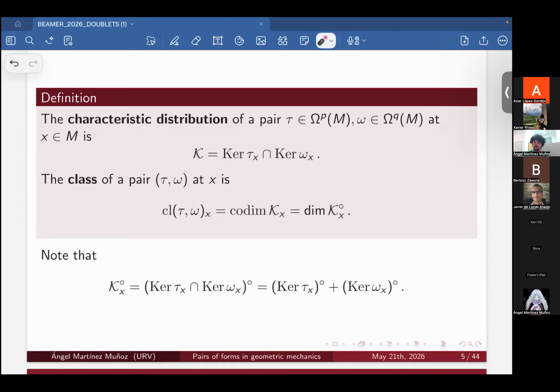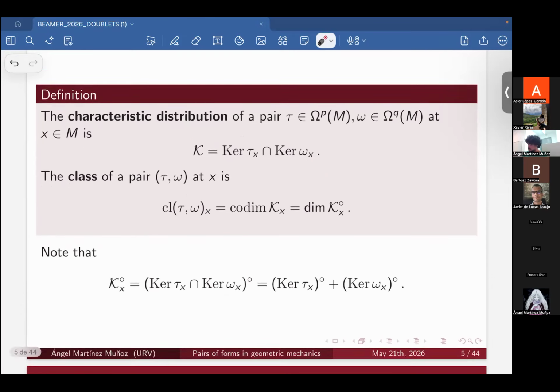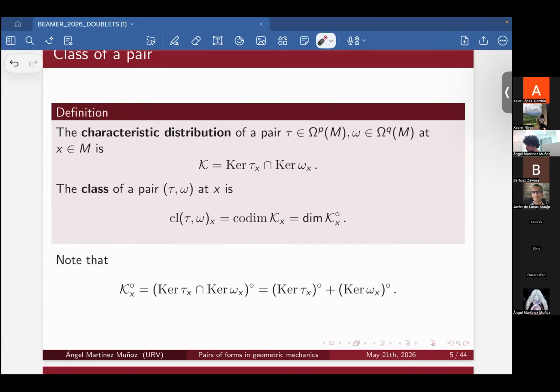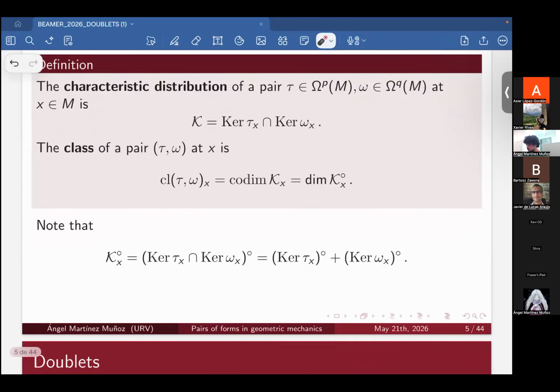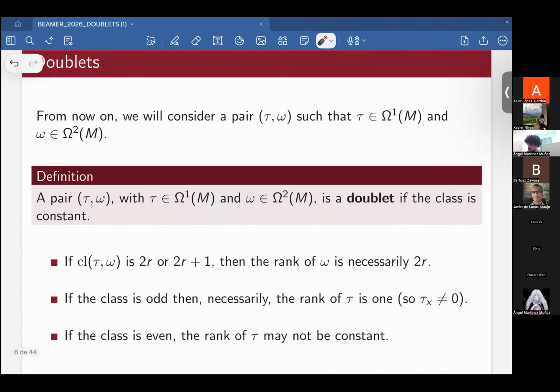So let's say it's a vector space, right? You have this vector space, and then you take its codimension at a point. But yeah, it might change. It might not be regular, the dimension. So well, note that the annihilator of this characteristic distribution is just the sum of these two vector spaces. The sum might be a direct sum or not. This will be important.